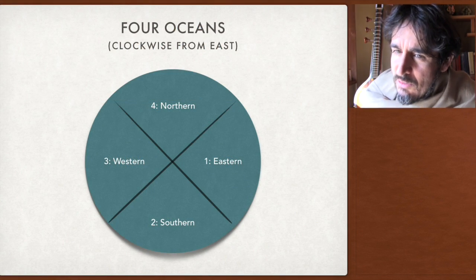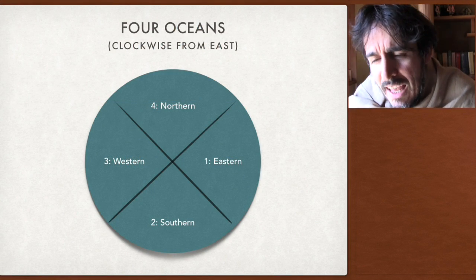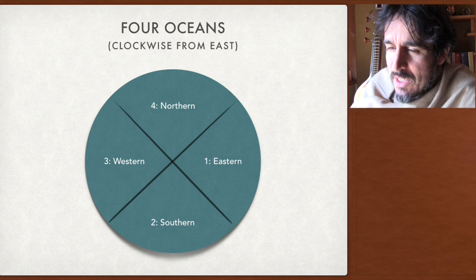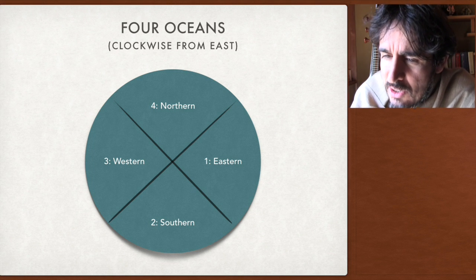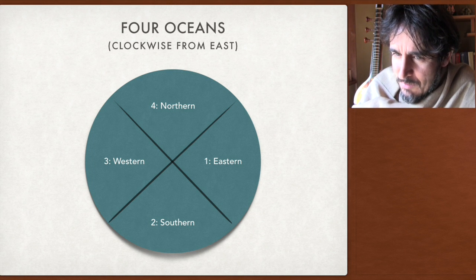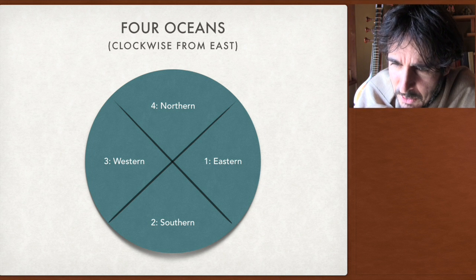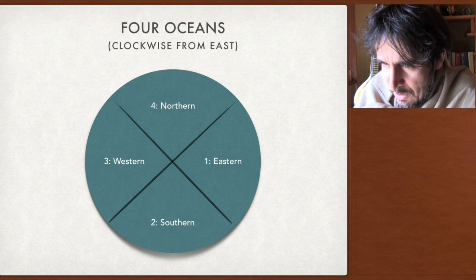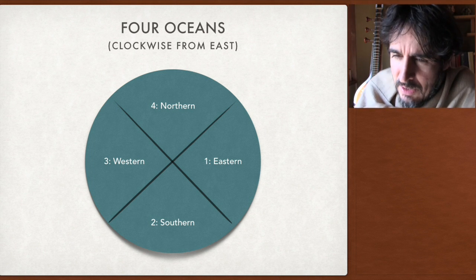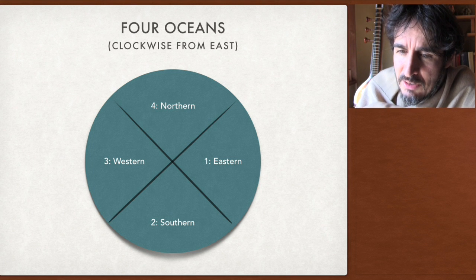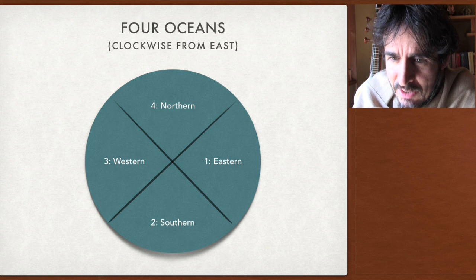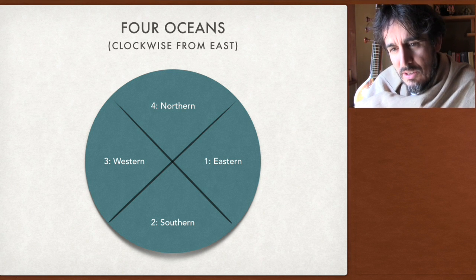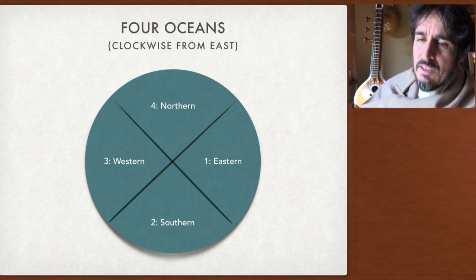His book has 4 oceans. You'd probably be better off calling them seas. 4 seas. Anyway, he has 4 oceans, and it starts clockwise from the Eastern Ocean. So in other words, the book has 4 divisions. The first one is called the Eastern Sea, the Eastern Ocean. The Southern Ocean is the second. The third is the Western Ocean. Fourth is the Northern Ocean. So that's 4 main divisions.